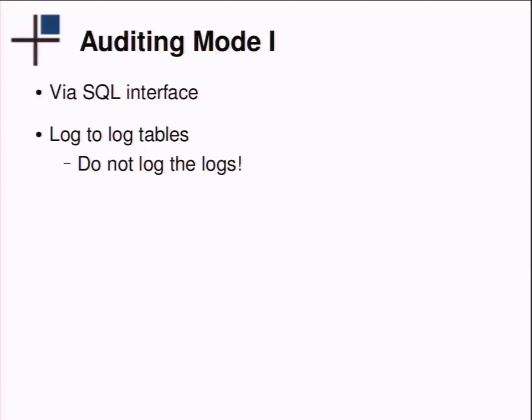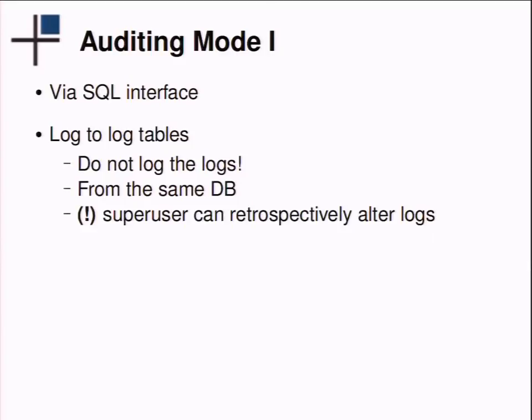So, what can we do? We can audit in the SQL interface. We can log into log tables, but of course, we must not log the log tables themselves, because otherwise, we log the log in the log, and then it's not a good idea. This logging system is like the one in the minimal example, and it's from within the same database only, so you cannot access one database from another one. Careful, the superuser can go in the log table and delete all the compromising evidence. Is it really a limitation? I mean, if you don't trust your superuser, it's probably already wrong. So the fact that the superuser can alter things may not be a downside.